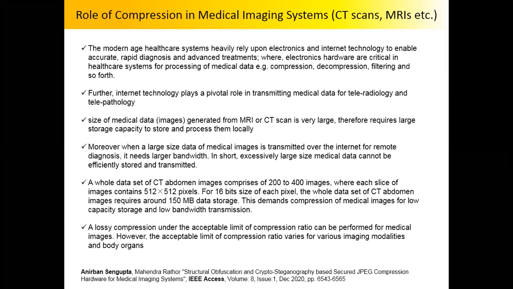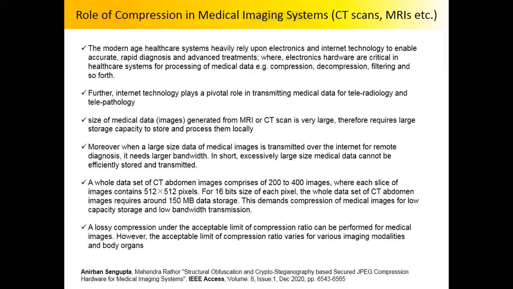And these are not usually done by the general purpose processors that you see as part of desktop or CPU machines. They are dedicated hardware processors known as intellectual property cores. Internet technologies play a pivotal role in transmitting medical data, for example, for teleradiology and telepathology. The problem here is that the size of medical data generated from MRI or CT scans is extremely large. Therefore, large storage capacity is required to store it.